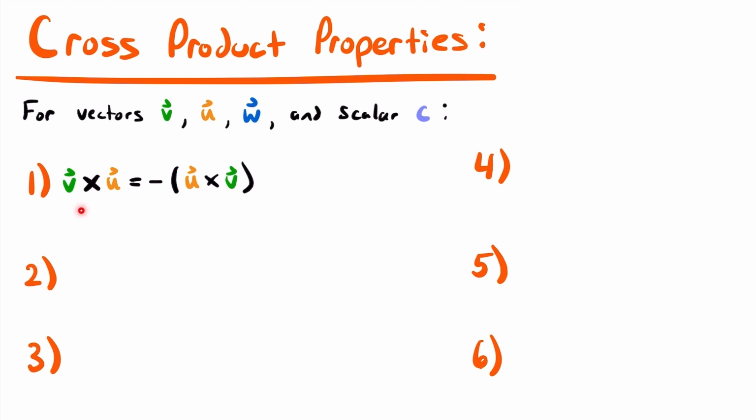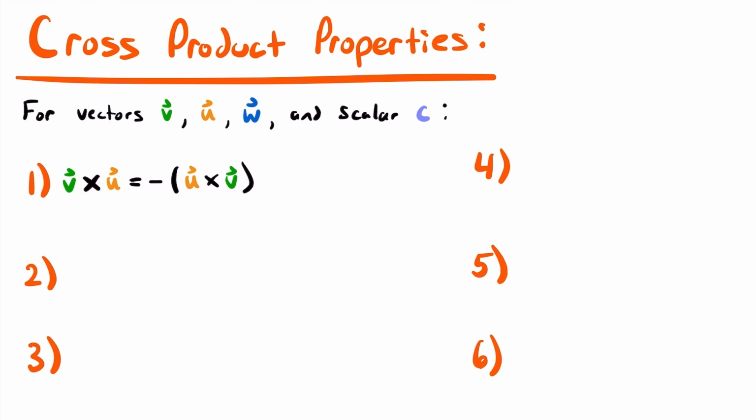And so it's important to realize this because what that means is that the cross product is not commutative. So the order in which you perform the cross product does matter, unlike the dot product. For a dot product, v times u was the same as u times v. You could reverse the order. That is not the case for the cross product because, as you can see, one of them is a negative version of the other. So order does matter with the cross product, and that is highlighted by this first property.